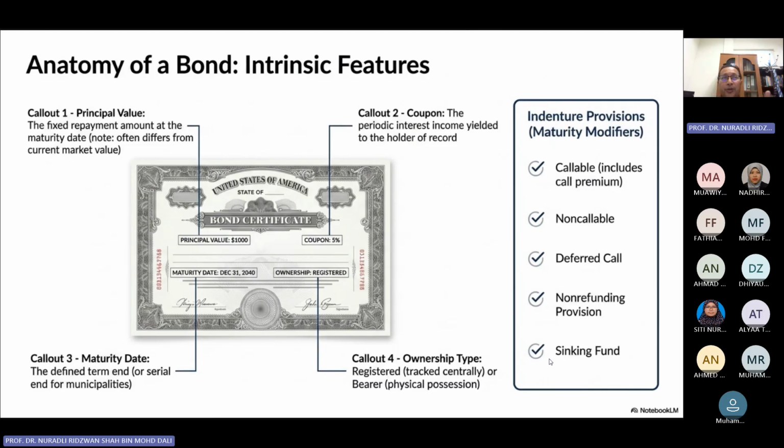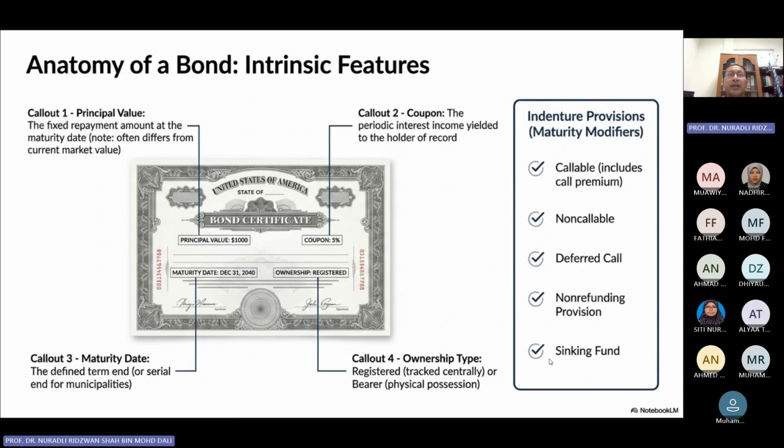If it is a normal bond or sukuk, it will be very simple. For example, with a bond, you give 1,000, the coupon is 5%, and the maturity date is 1 year. Then you will have 50 ringgit at the end of the year. But the indenture will have maturity modifiers. It will modify your maturity. It will modify your bond.